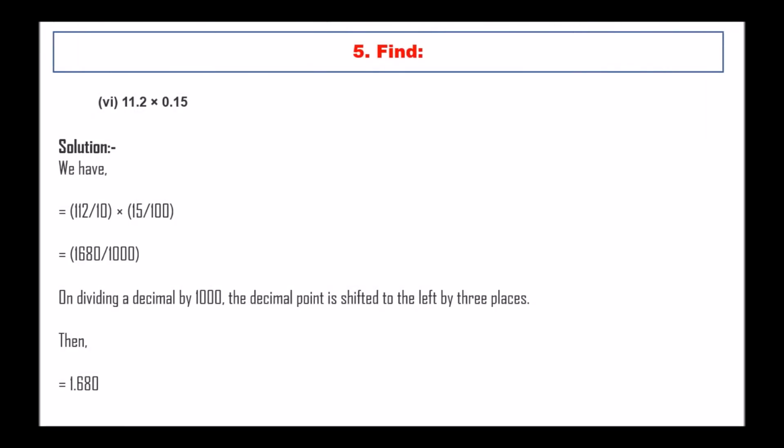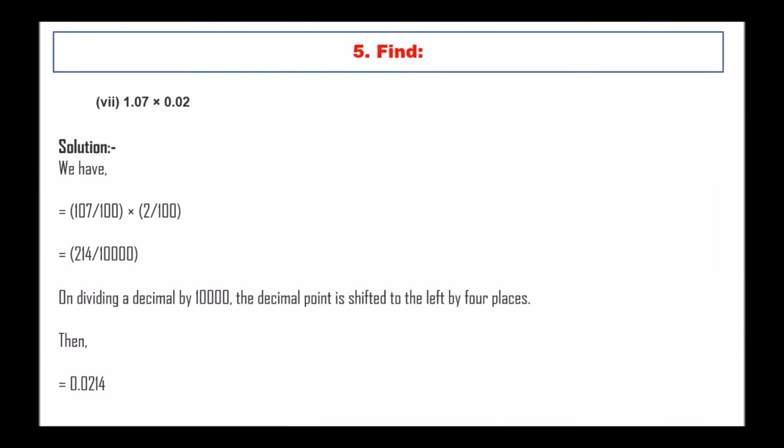11.2 into 0.15. So 112 upon 10 into 15 upon 100. So 112 into 15 will get 1680 upon 1000. On dividing a decimal by 1000, the decimal point is shifted to the left by 3 places. So it will become 1.680.